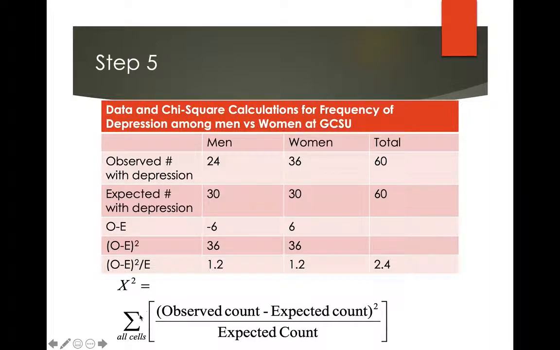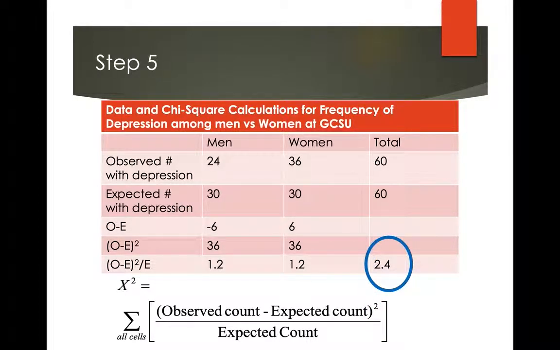The next thing the formula requires is to sum all of these numbers. And so when we sum 1.2 plus 1.2, we get 2.4. Hence, our chi-square statistic is 2.4. At this moment, feel free to pause the video and go over that again until you get it, because this is a very important step.